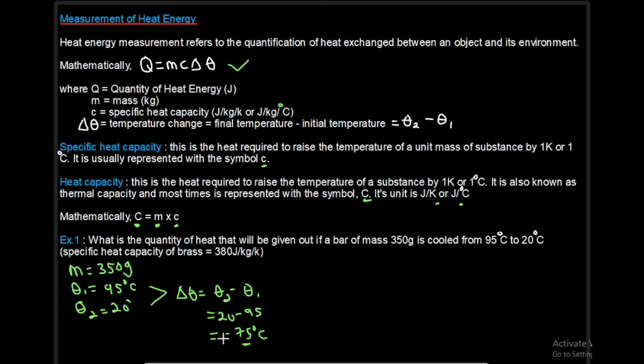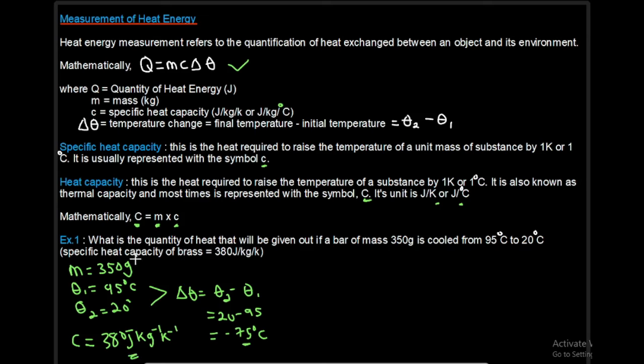Now in solving, we just make use of 75. This minus sign here is just there to tell us that heat was lost, because what we have here is cooling, so heat was removed. Since we have heat loss, that's why we have a minus sign here. Now we have m given, we have our change in temperature, then the specific heat capacity too was given, which is 380 joules per kilogram per Kelvin.